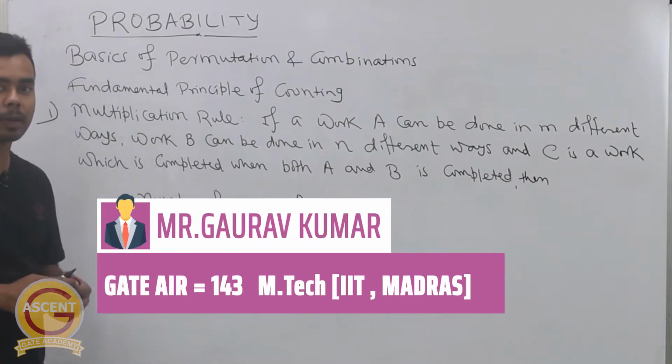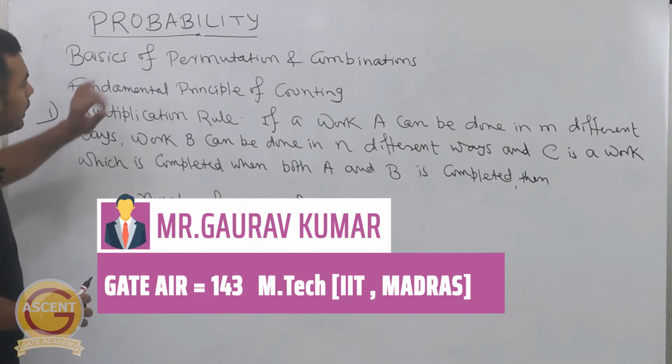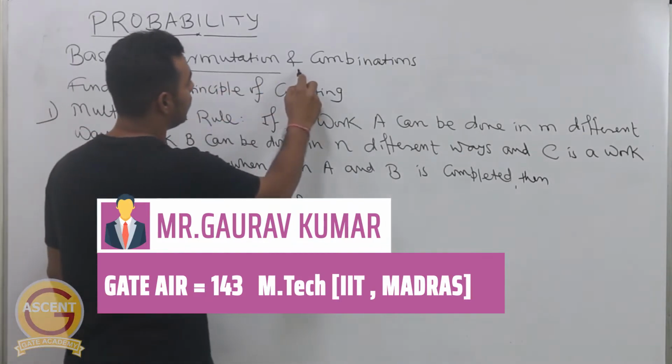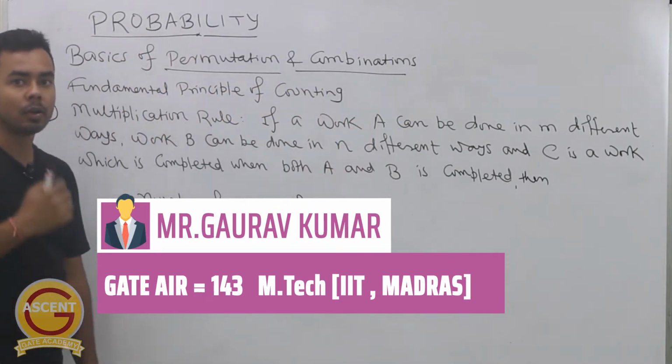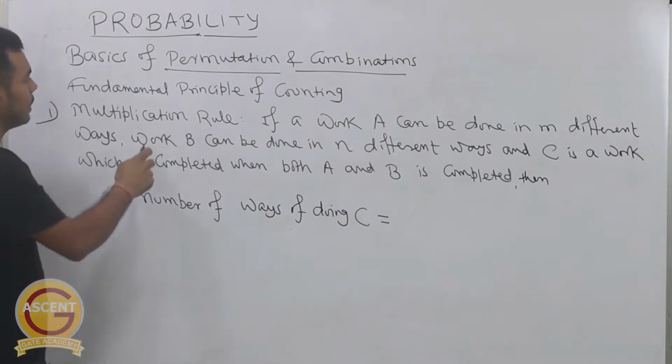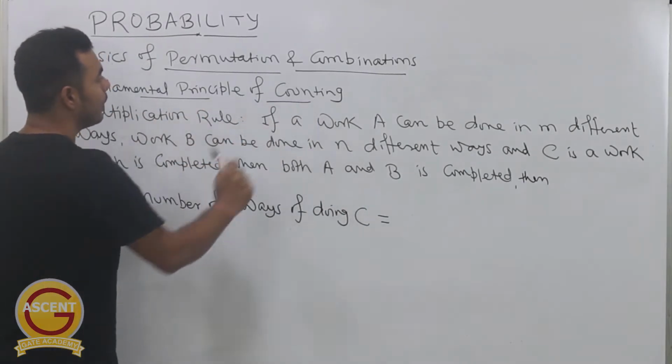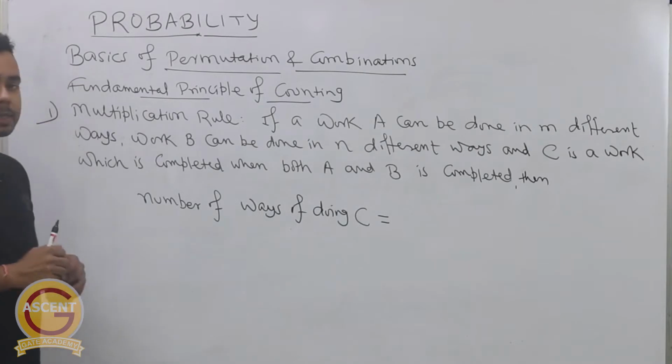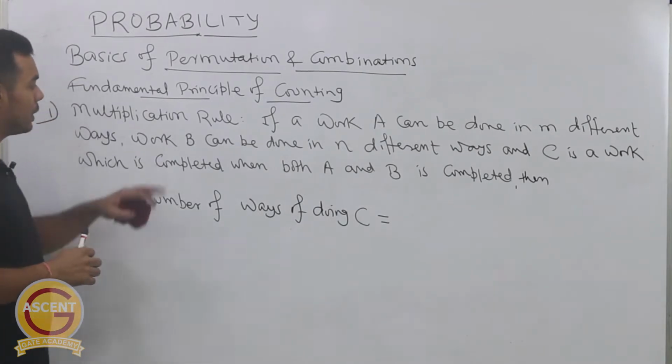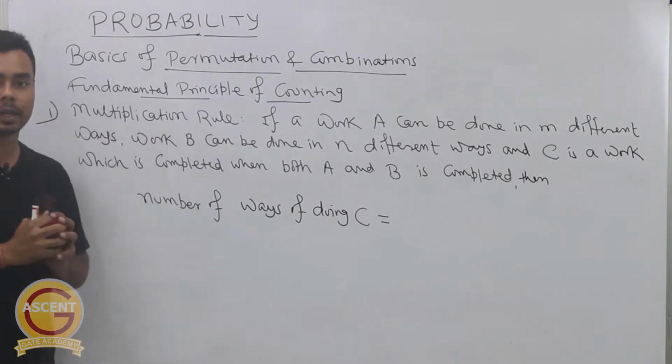Our next chapter is probability. Now before starting probability, we will learn some of the basic concepts of permutation and combination. We will start the permutation combination with the fundamental principle of counting. In the fundamental principle of counting, basically we have two different rules. The first rule is the multiplication rule and the second rule is the addition rule.